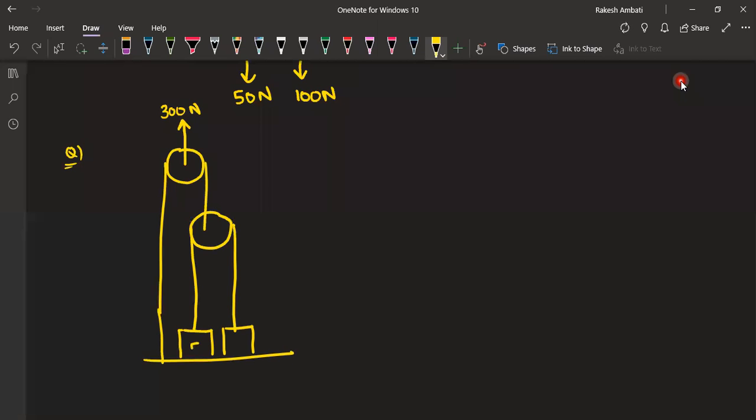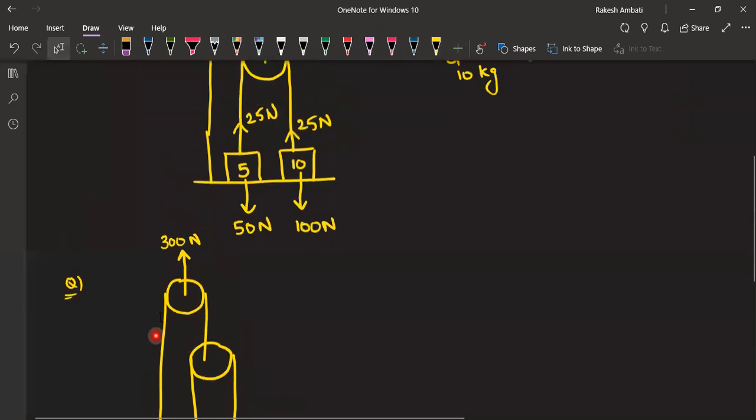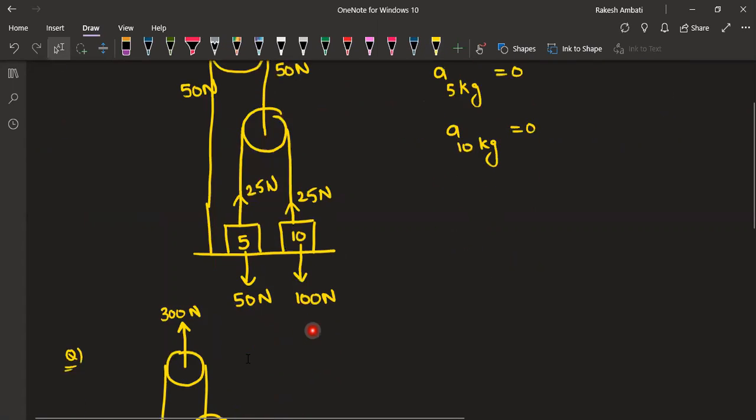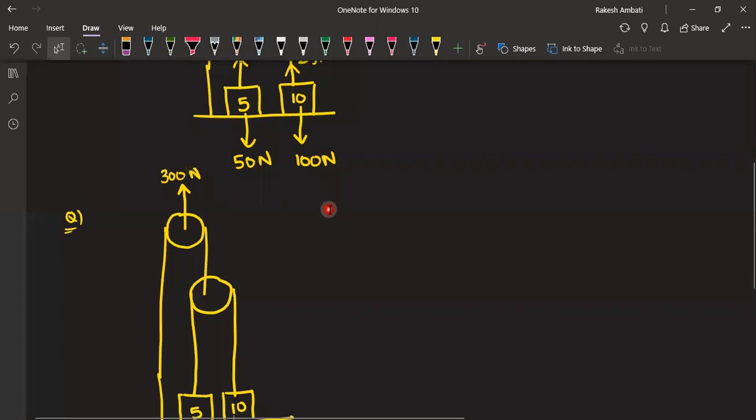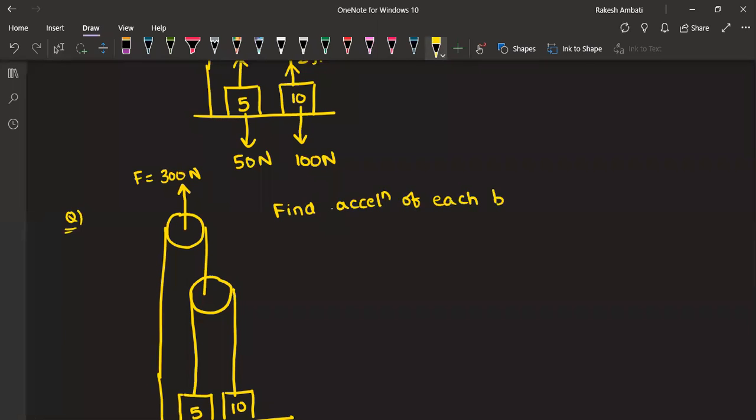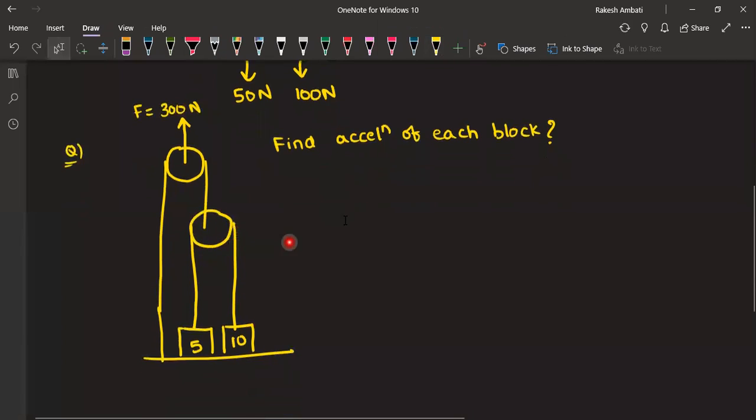So it is a 5 kg block, it is a 10 kg block. In the previous question the applied force was 100 newtons, and in this case I'm taking an applied force of 300 newtons. And the same question: find the acceleration of each block.